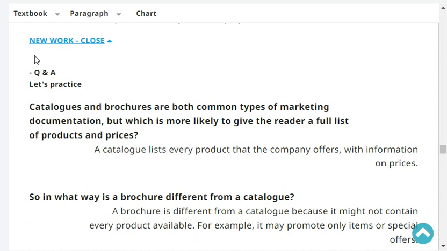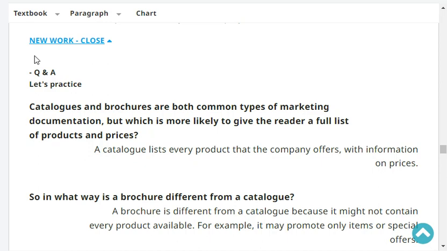Okay, so let's practice. Catalogs and brochures are both common types of marketing documentation, but which is more likely to give the reader a full list of products and prices?